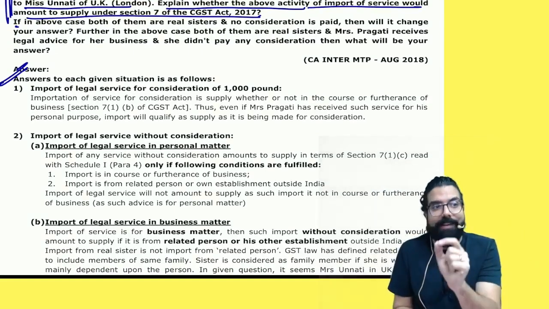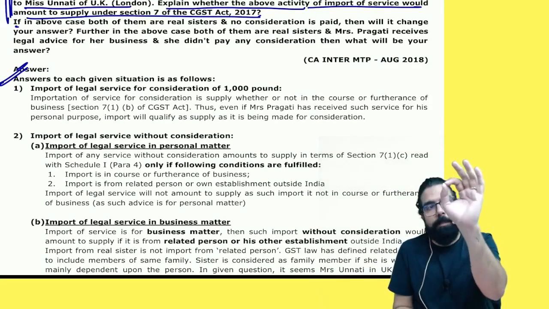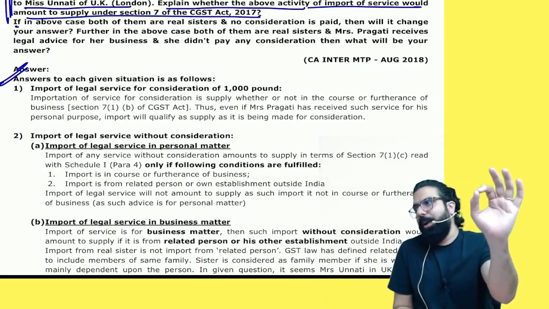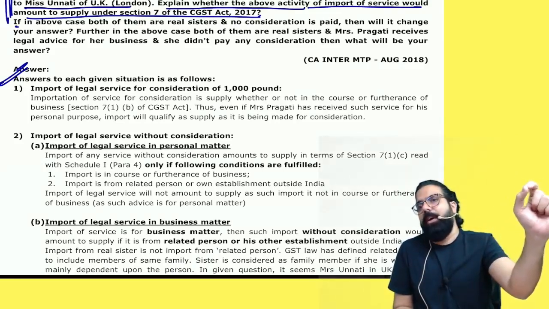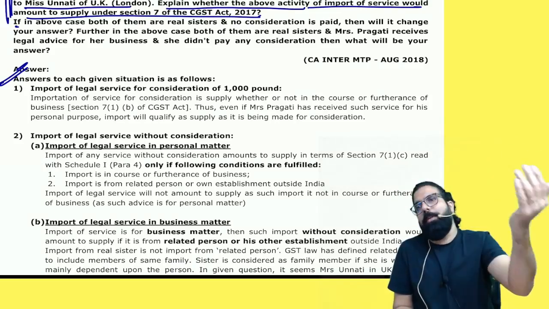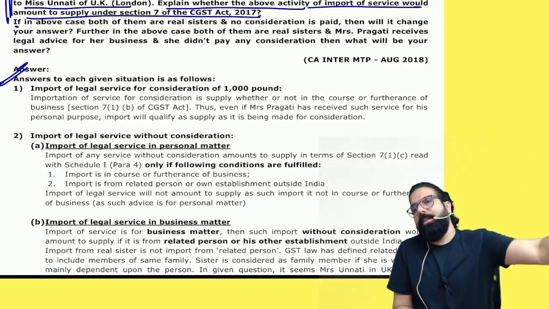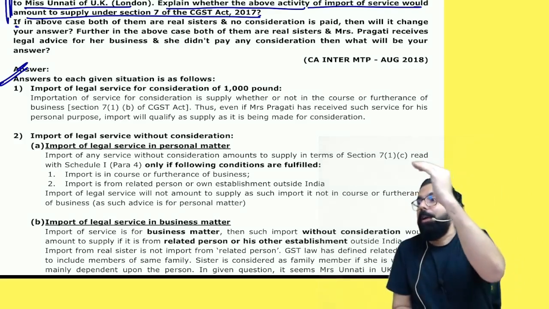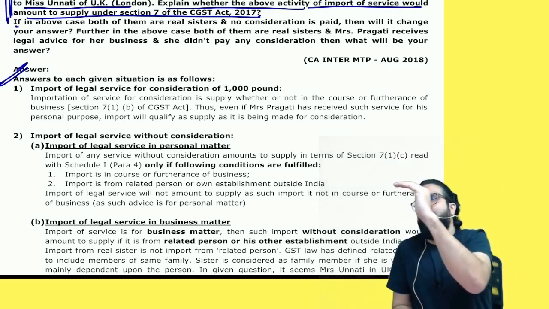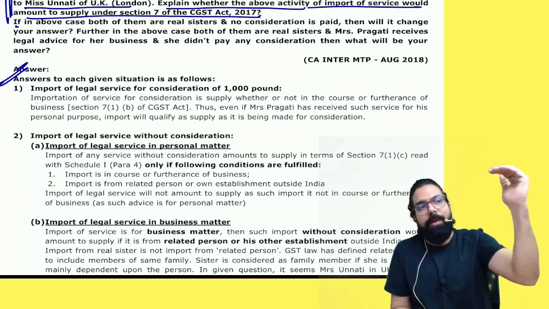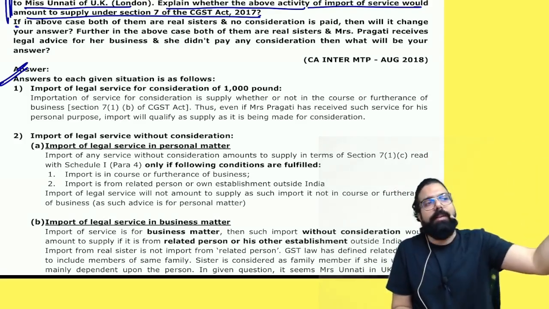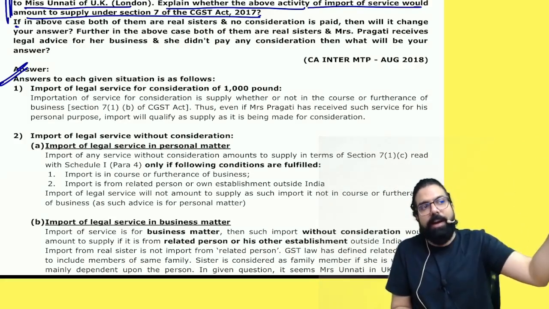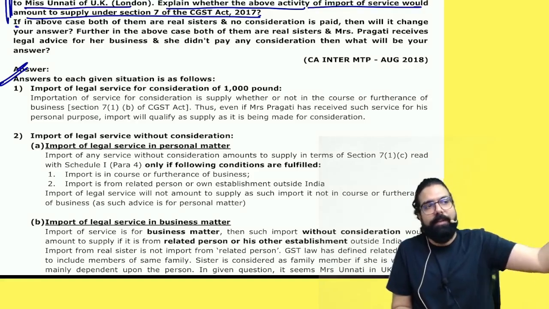So you have to first write as per section 71B, importation of service for a consideration, for business or non-business, will be considered as supply. And then you say, in the given case, Pragati has received legal services from her sister for a consideration. As it is for a consideration, it will be considered as supply.